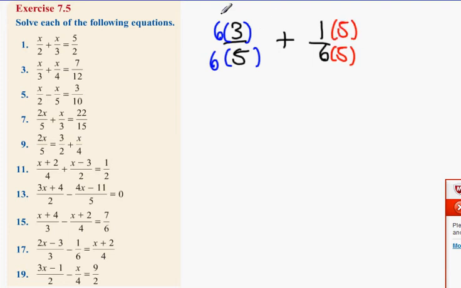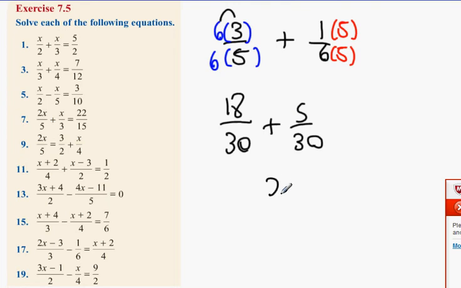Now what happens is, what's 6 multiplied by 3? 18. And we already know that 6 multiplied by 5 is? 30. And that's going to be 5, and that's also going to be 30. Now, what happens when you add 18 and 5 together? 22. All over 30. Okay, believe it or not, this stuff here is going to be exactly the same.